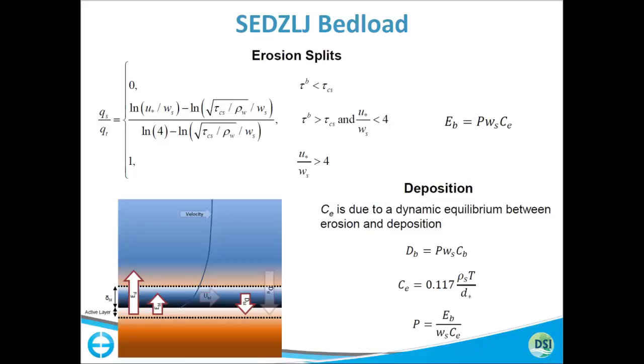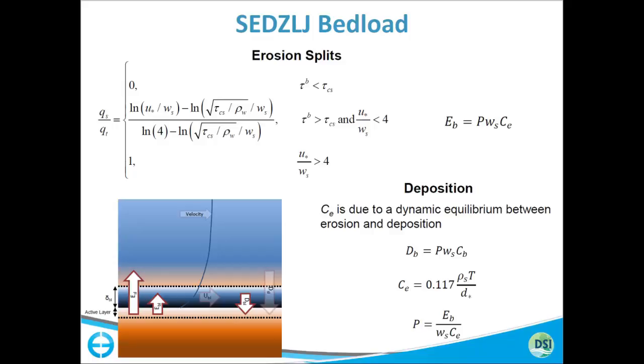But your CE is a theoretical equilibrium concentration balancing your erosion and deposition at the existing shear stress. So you have this CE concentration here that can be computed. If you've got CE, you've got WS, and we've got CE and WS on the deposition side. You have the deposition side, the erosion.